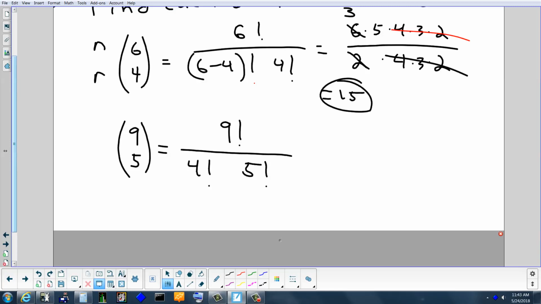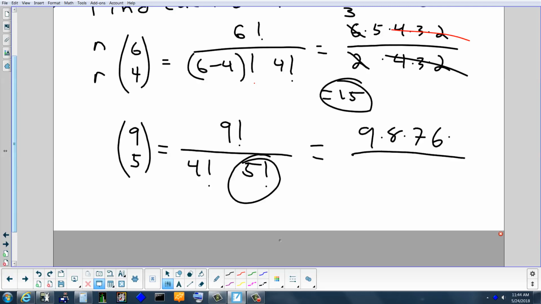So, if you look at the top and look at the bottom, the way you figure out what's going to cancel is look at the biggest factorial in the bottom, 5 factorial. Everything from 5 down in the top is going to be gone. So you have 9, 8, 7, 6. 5, 4, 3, 2 is going to cancel with 5, 4, 3, 2. So that's all gone. Over 4 times 3 times 2. Any questions how I jumped to that step?